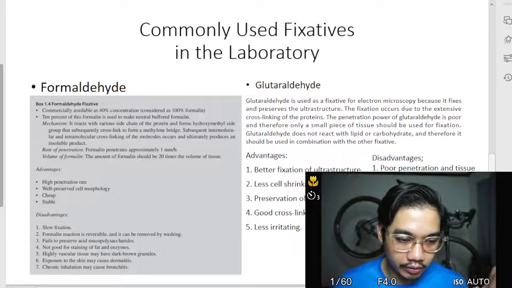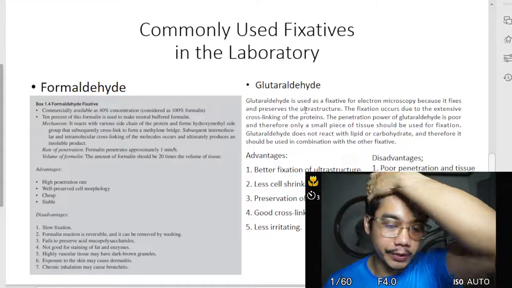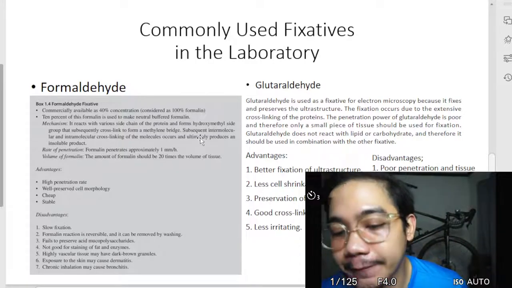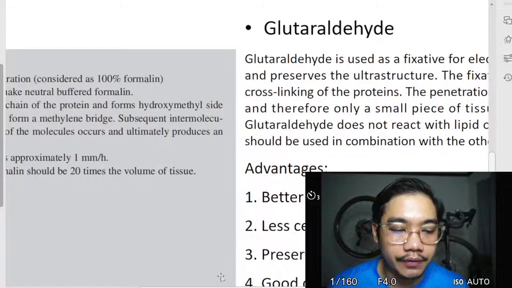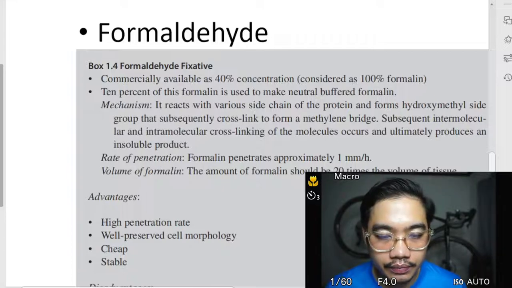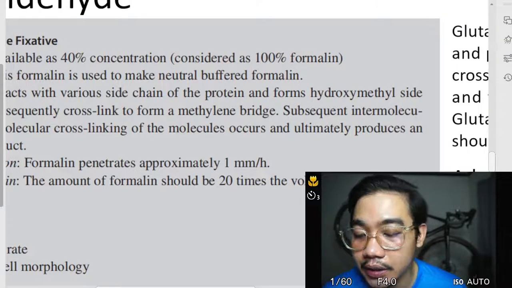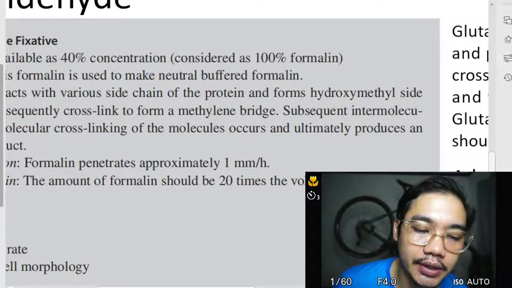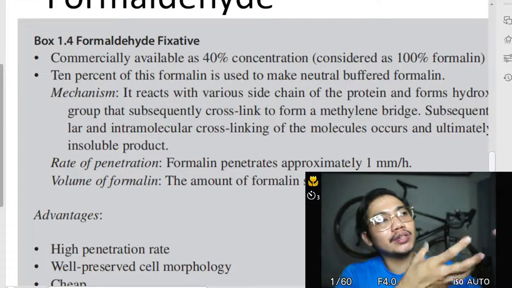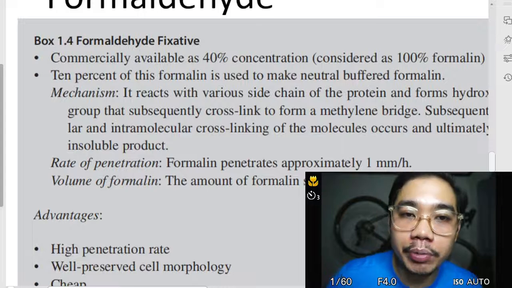Commonly used fixatives sa laboratory. Isa lang yung atong ginagamit, yung formalin. For the most part, no, routine work nato is your formalin. Formaldehyde. Wala kayo makita ang 100% formaldehyde, because formaldehyde in its pure form is a gas, no? Gas na siya. So kana siyang gas na 100% pure formaldehyde, makuha tag 40% ana. Ihalo na to sa tubig. So that's now your 100% formalin.